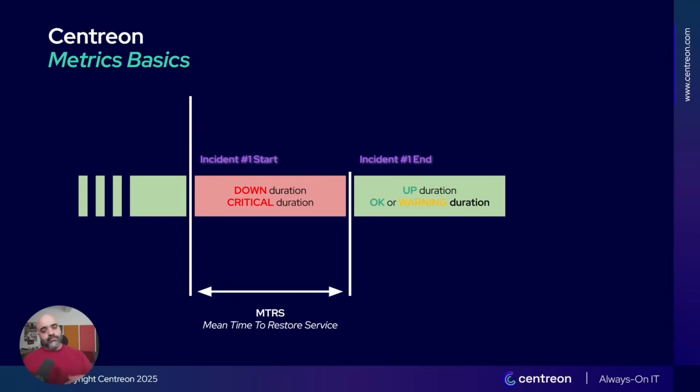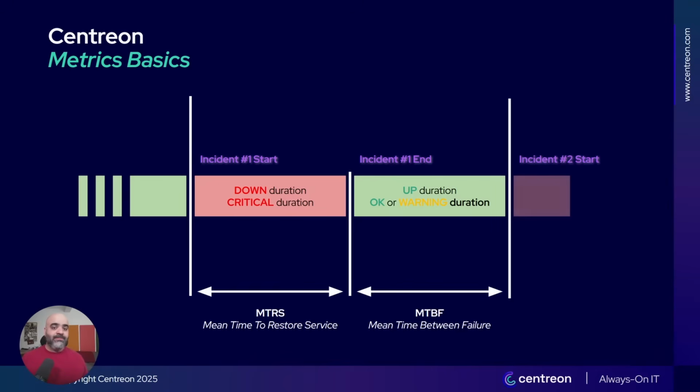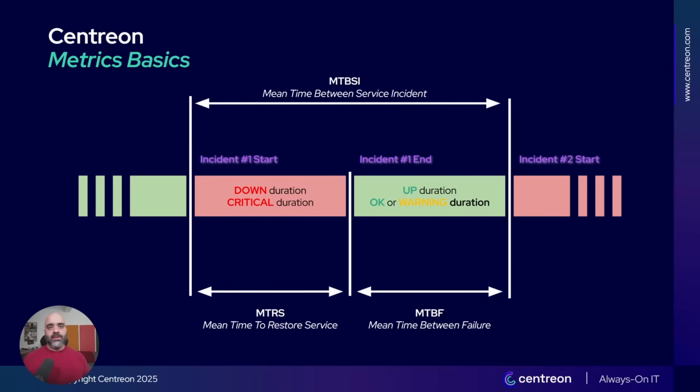And then it will happen that we have another incident and we go again into a down duration with the critical status. So that time between the incident end and another incident starting is what we call the mean time between failures. And the sum of both of them is what we call the mean time between service incidents.